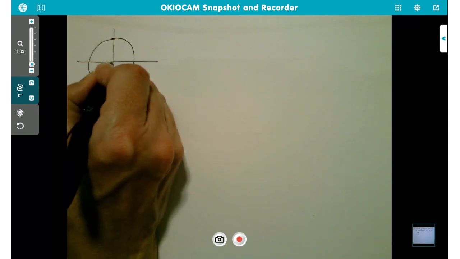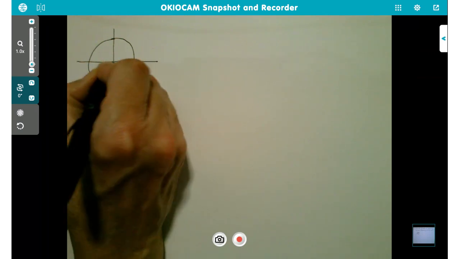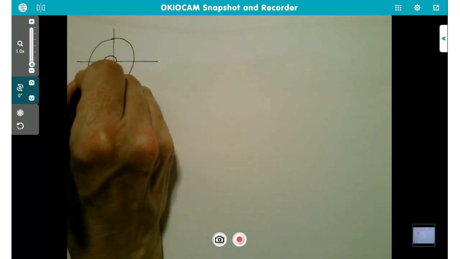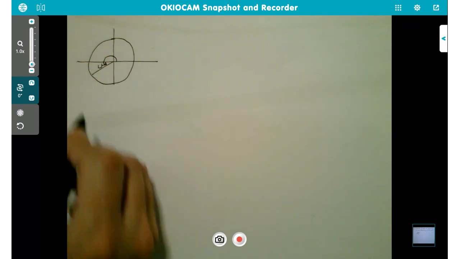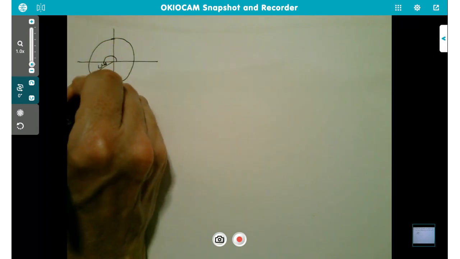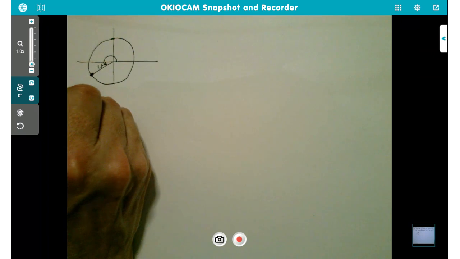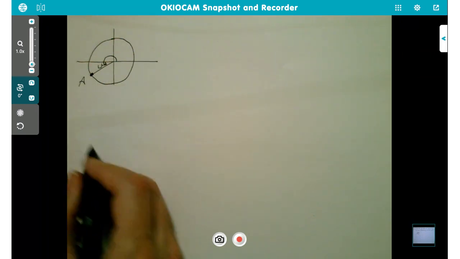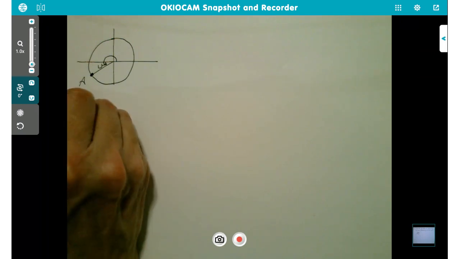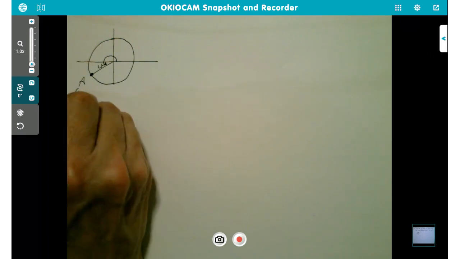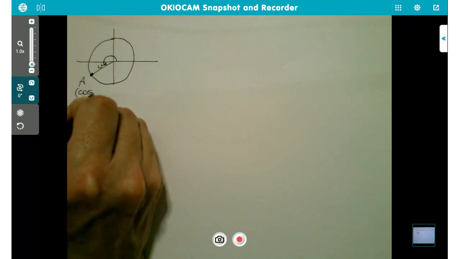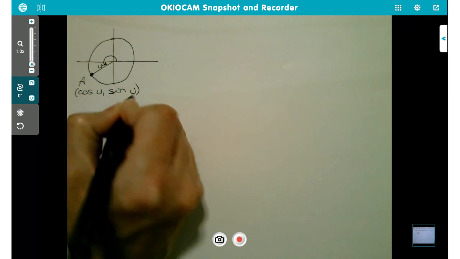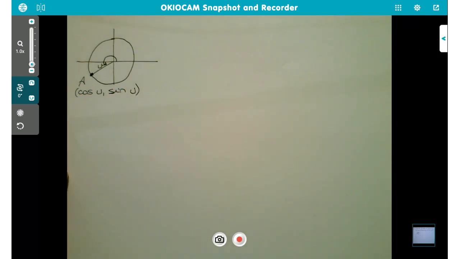So I'm going to put my angle U down here in quadrant 3 just because that's where I feel like being today. So there's my angle U. It crosses the unit circle at a point right here that I'm going to name A, because it's easier to talk about things when they have names. Since this is the unit circle, the coordinates of point A are the cosine of U and the sine of U, because that's the way the unit circle works.